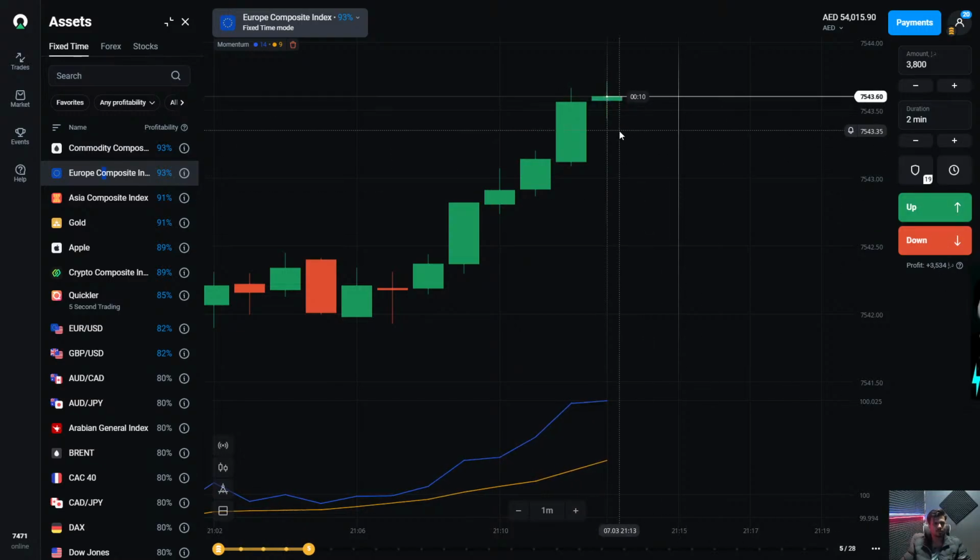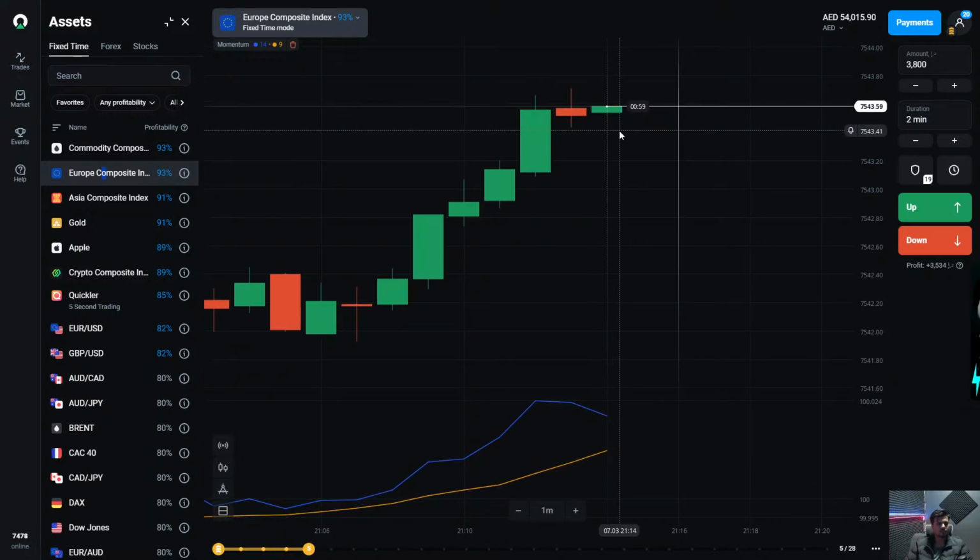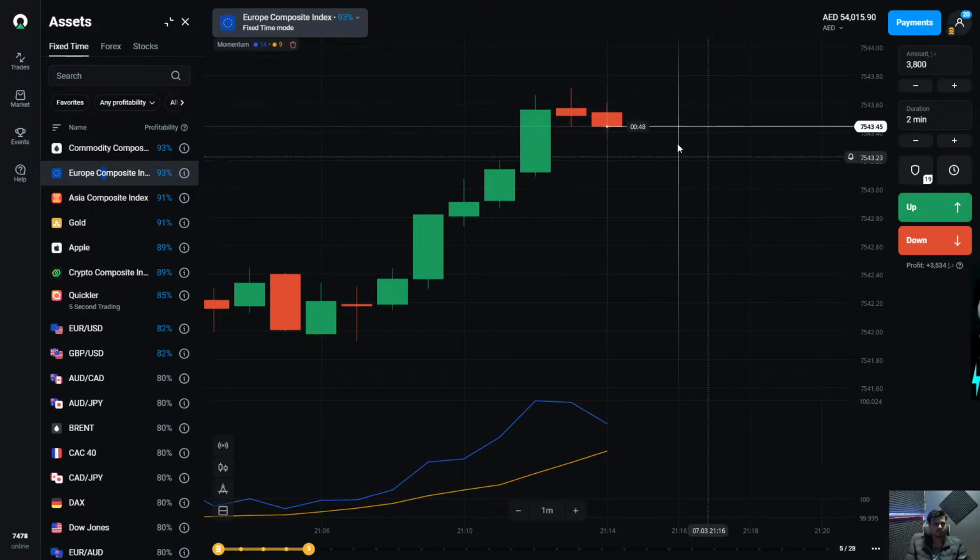Here it's trying to go down. Okay, wait 10 seconds, and after that we will see whether it goes upward or downward. Yeah, now it's trying to move downward.